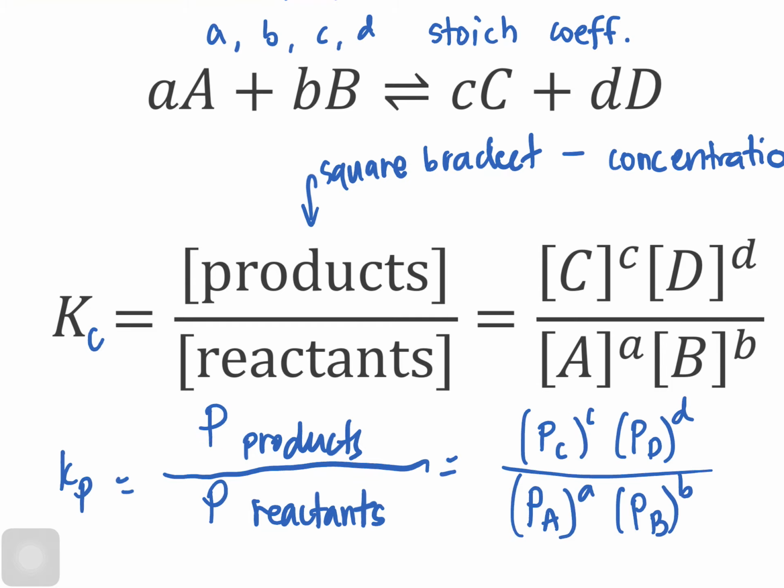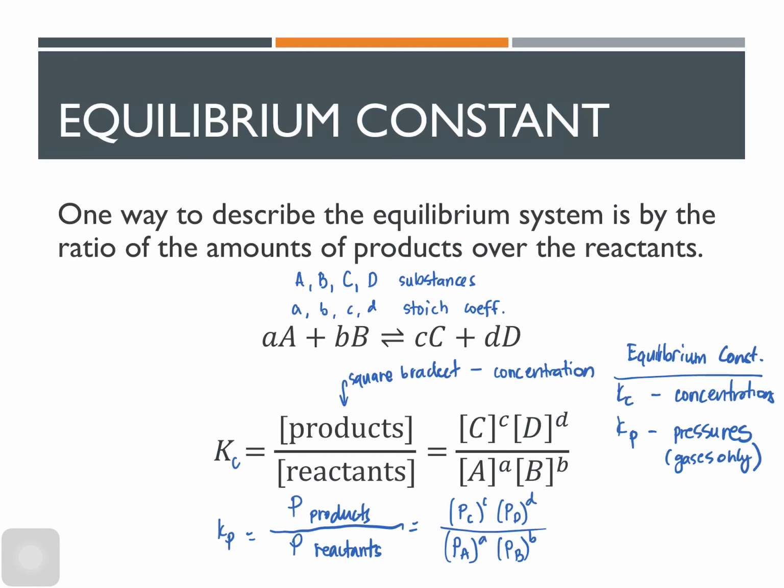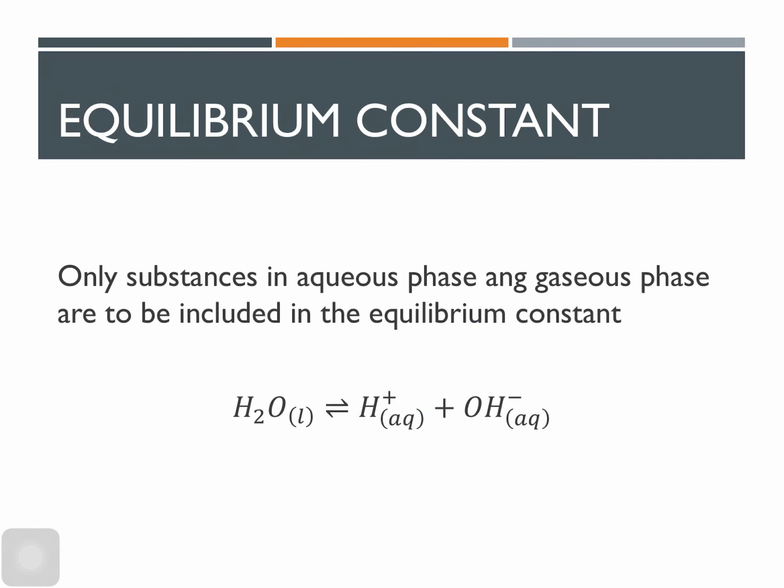We indicate pressure. So again, equilibrium constants are numbers that obtain the ratio of your products and the reactant concentration, and we use this to describe our equilibrium system. What else do we have to remember? For equilibrium constant, only substances in the aqueous and gaseous phases are to be written. So only aqueous systems and gaseous substances are to be written.